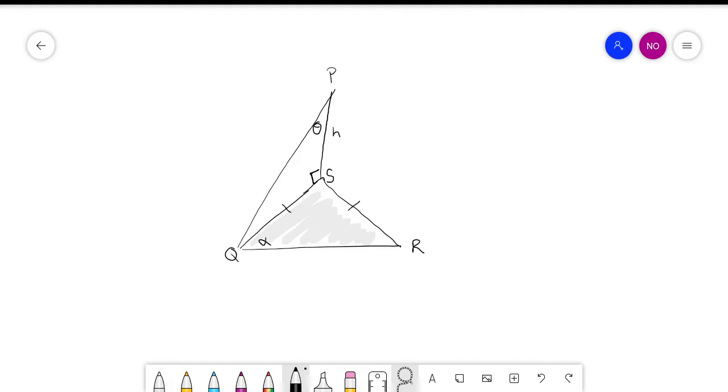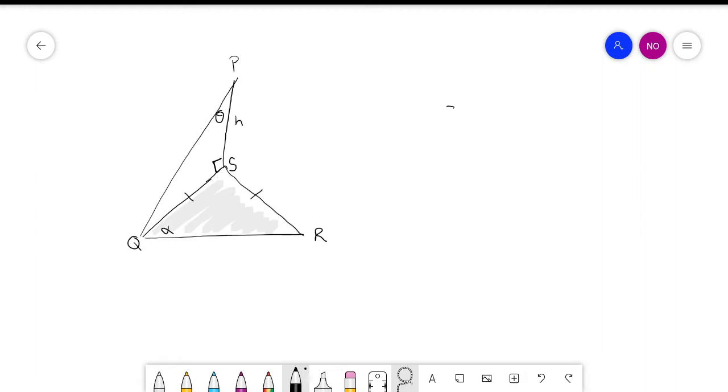First one they say is show that, oh this is only one question, hectic. Show that QR can be given as 2H tan theta cos alpha. Okay.